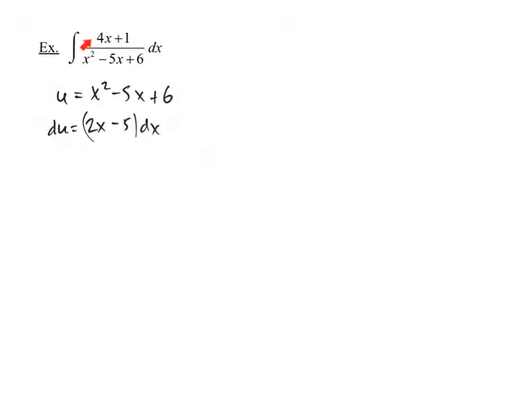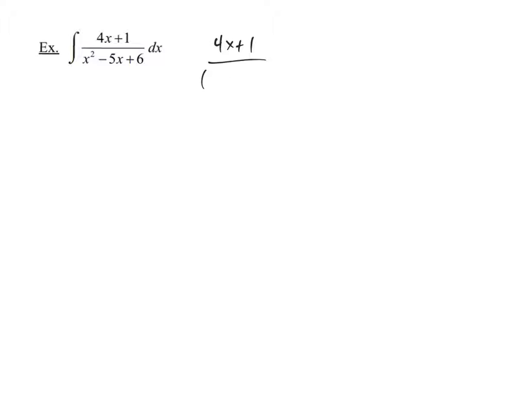Well, if you look at the numerator here, I have 4x plus 1. That is not a multiple of 2x minus 5, and so that's what tells me that this is not a u substitution problem, and so therefore I need to try something else. So I'm going to erase this u and du, and I'm going to try a partial fraction decomposition instead. Okay, so I'm going to take my integrand, 4x plus 1.